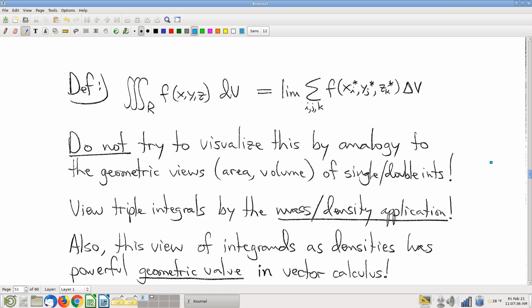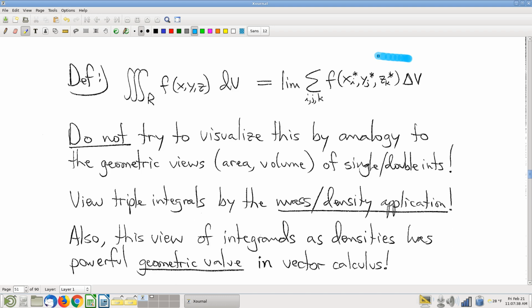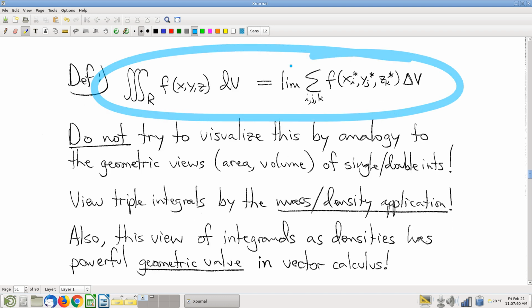Okay, so with all that being said, here's your definition of a triple integral. It's just a Riemann sum. We're just taking a piece of volume, chopping it up into little pieces of volume, and adding up over all of those little pieces of volume, which now, by the way, of course, go in 3 different directions, right?